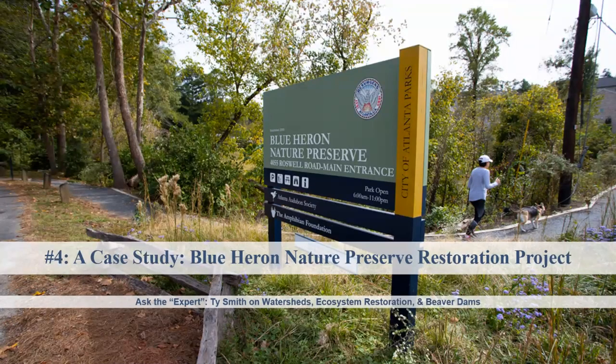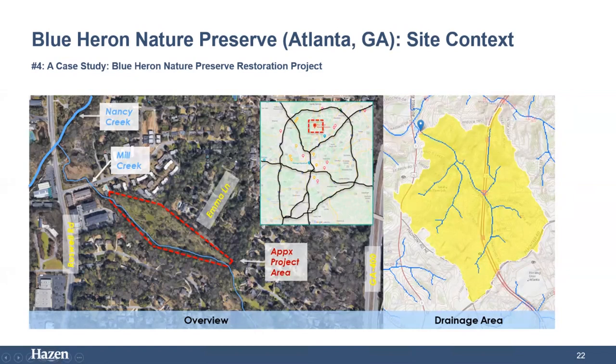So our project, like I said, is in Blue Heron Nature Preserve. It is closer to the Emma Wetlands area, so it's kind of tucked away in a little community here in North Buckhead. Our project is in this dashed red area along Mill Creek. Mill Creek is a stream that effectively dumps into Nancy Creek, and Nancy Creek then discharges into the Chattahoochee River, along the perimeter here.